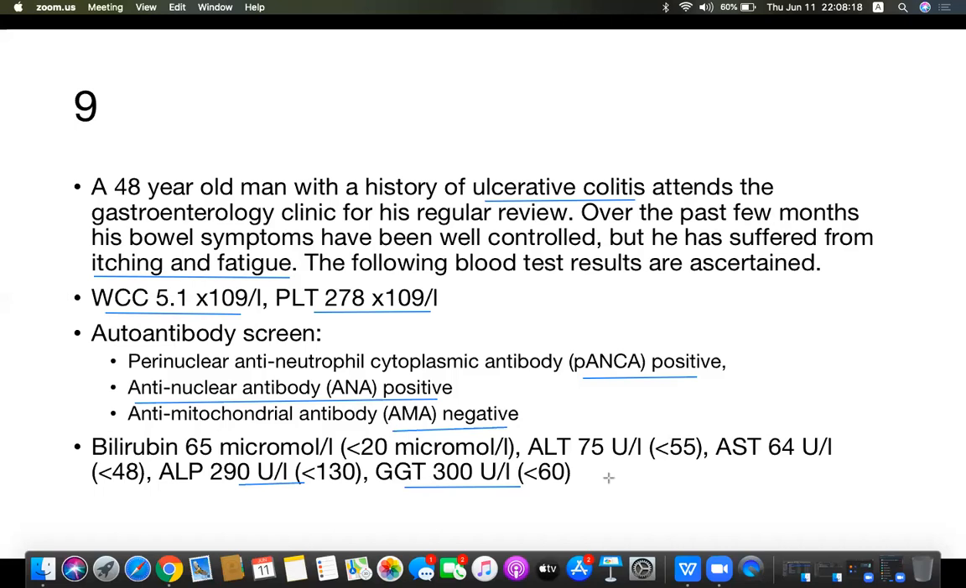Which one is more affected? The biliary channel, exactly. But hepatocytes are also affected, I'm not denying that, otherwise ALT and AST would not be higher. But look at ALP and GGT. So the biliary tracts are more affected than the hepatocytes. This typically happens in primary sclerosing cholangitis, where the biliary channels are affected, and it is strongly associated with PNK. So this is how you can reach the diagnosis.